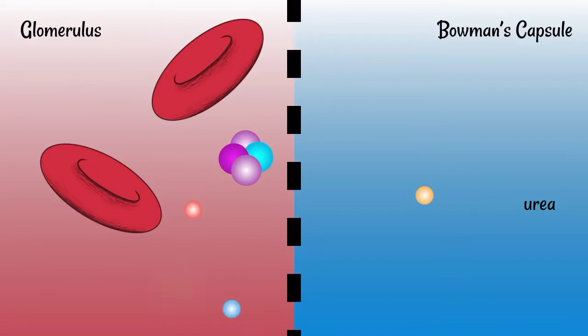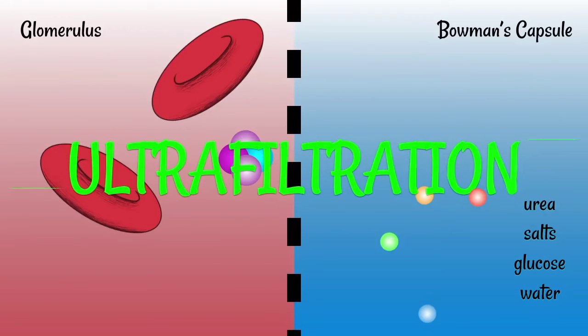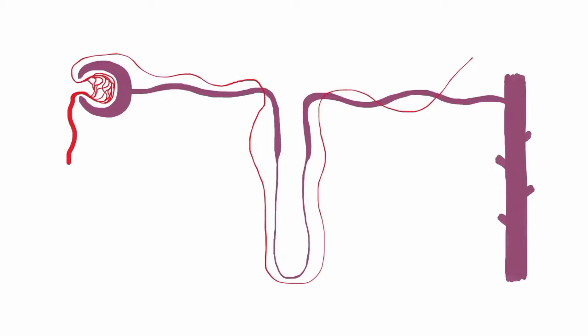Because small things can fit through, other small materials, which are quite useful, will also fit through and enter the nephron into the Bowman's capsule. Things like salts, glucose, water, these things are all going to enter. Now, this part is known as ultrafiltration, the movement of materials from the glomerulus into the Bowman's capsule. So in order to get the useful materials back, we know there's got to be a next step.